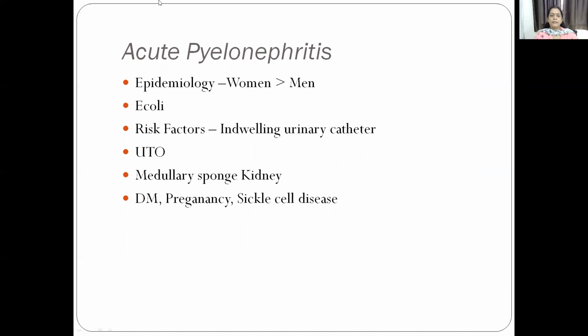Women are more affected than men. E. coli is normally present as a commensal in the urethra. If there is a back ascending infection, it can cause acute pyelonephritis. Risk factors include urinary catheters in patients, urinary tract obstruction, medullary sponge kidney, diabetes mellitus, pregnancy, and sickle cell disease. All of this can cause acute pyelonephritis.